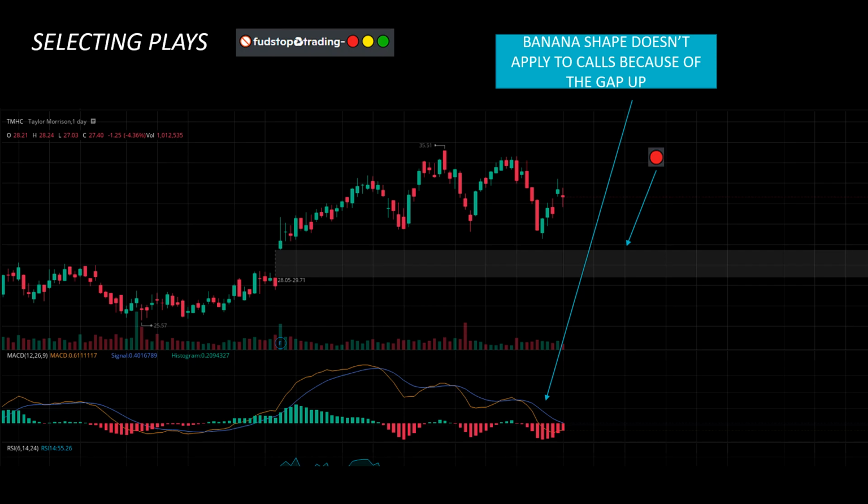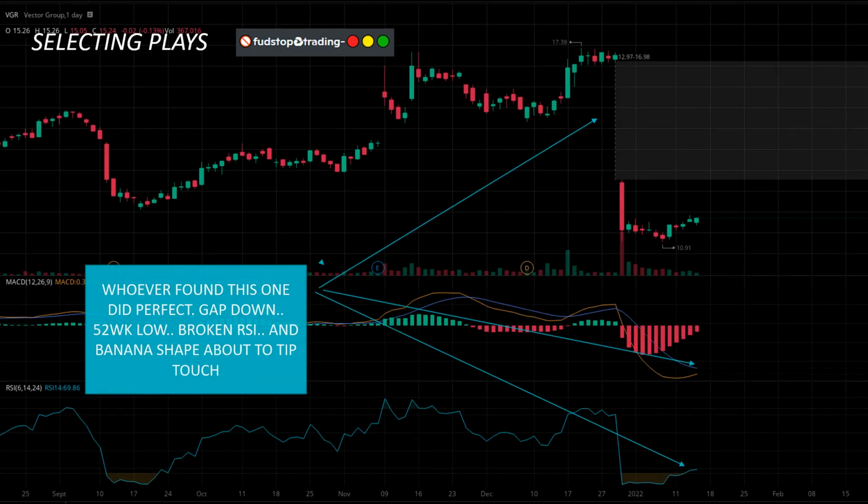Next we have VGR. This one is verbatim perfect. This is a perfect setup. So you got to keep in mind, most of these are not all going to be criteria plays. You want to look for ones like this, where you have the gap down, you have the banana shape. The shape's already starting to flatten out and curve. You have the broken RSI, or near broken. You're near the 52-week high. That is exactly what you want. So whoever found this one gets cookies. Good shit.